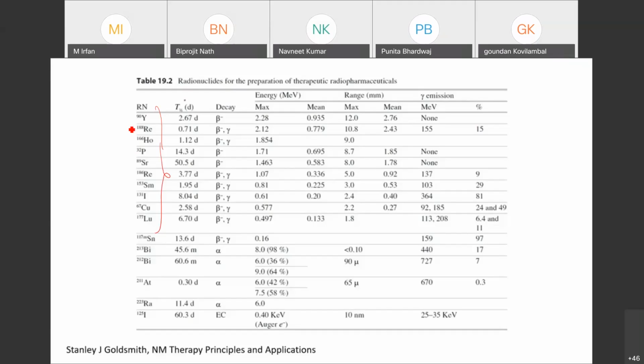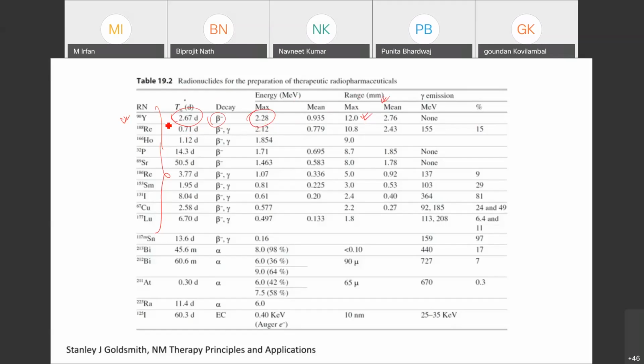So if we check out yttrium-90, it has a half-life of about 2.6 days. It means after every 2.6 days, its amount gets reduced by half. It decays prominently by the beta decay process, by emitting an electron. If you look at the energy of yttrium-90, it has a maximum energy of about 2.28 MeV and a mean energy of 0.935 MeV. The range of yttrium-90 is in millimeters, 12 millimeters maximum range, and a mean range of 2.76 millimeters.